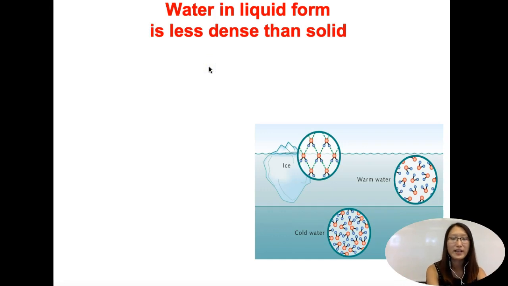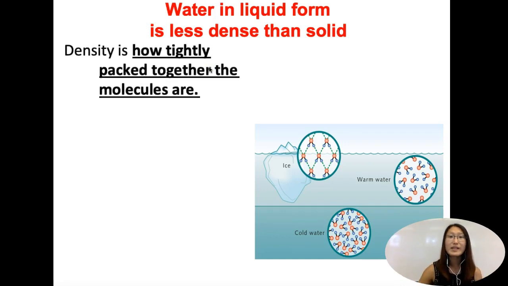Water in liquid form is less dense than solid. Density, what is it? It's how tightly molecules are packed together, okay? So when you look right here, cold water, the molecules are packed more together. This is normal, right?